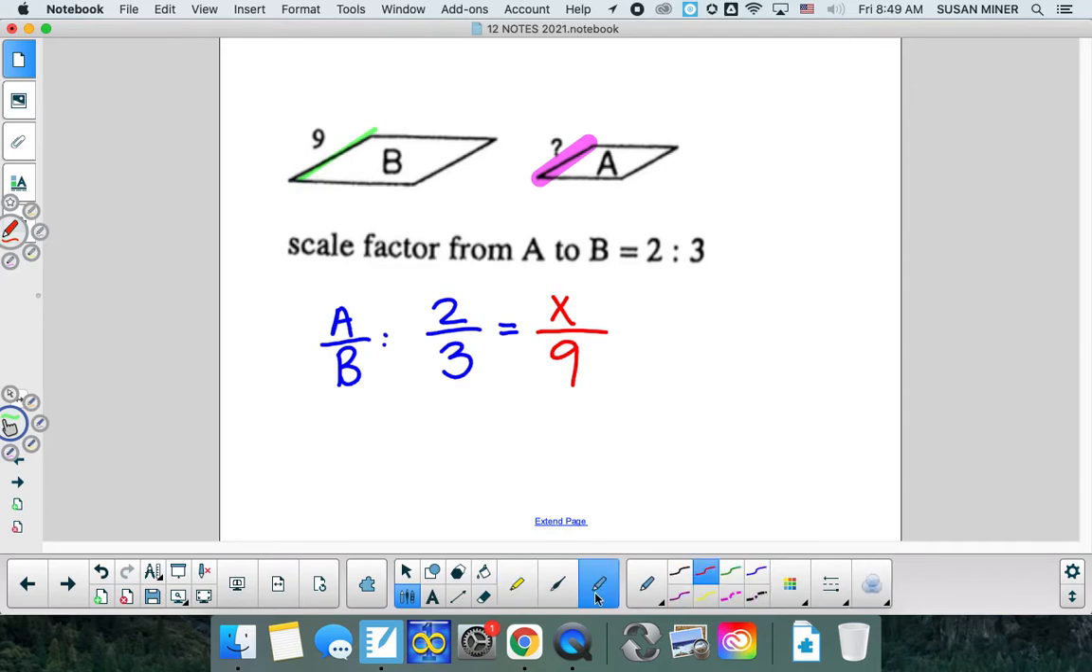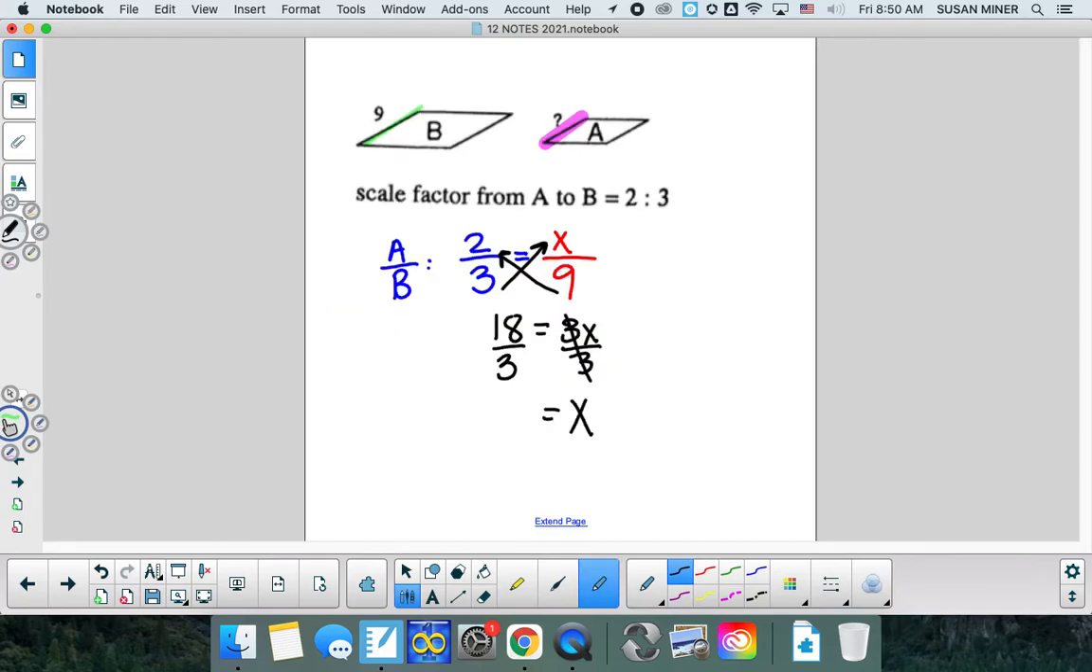Then I can solve this by cross multiplying. 3 times X is 3X. And 9 times 2 is 18. And there's my equation. I solve for X by dividing by 3 on both sides. So X is equal to 6. And now I know my missing side length.